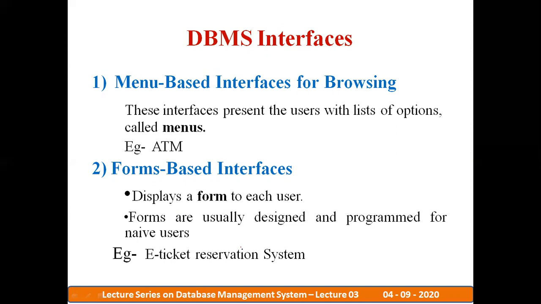The second one is form based interfaces. In form based interfaces, each user will get a form. I hope you have used form based interfaces. Every Google form that you are filling is a form based interface. Here, if I ask for a name, you give the name there. Then I ask for the USN, and you enter the USN. That is one best example of a form based interface. Or you can also use the e-ticket reservation system.